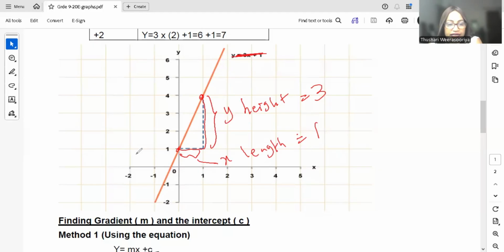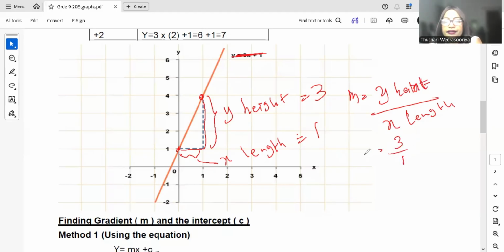Once you find the x length and the y height, you can find the gradient. Gradient m equals y height divided by the x length. The y height is 3, the x length is 1. So m is 3. But actually this is not the correct m, because now we took heights and lengths. They don't have plus or minus signs. This is just a number. We have to see whether the gradient is positive or negative. The value is correct, but we don't know the sign.